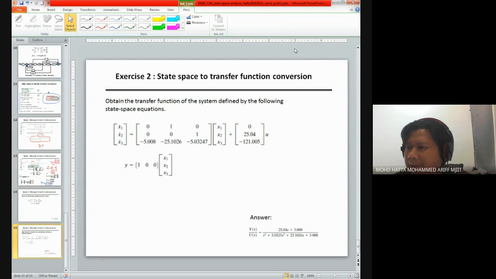Looking at the answer, of course, the highest power of our transfer function, on the denominator side, is s to the power of 3, or a third order differential equation, since we have a 3 by 3 matrix for A.